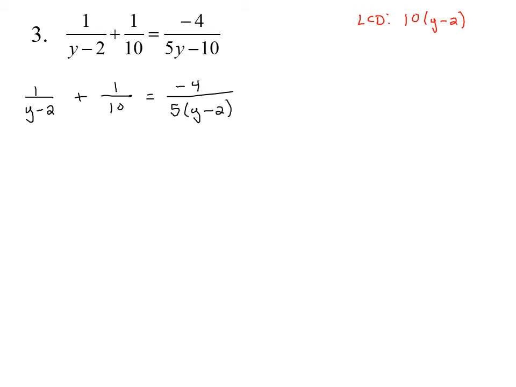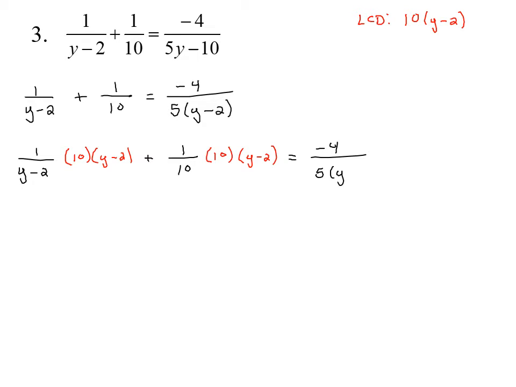So I'm going to take 1 over y minus 2, and I'm going to multiply that times 10 and y minus 2. I'll take the 1 over 10 and multiply that times the 10 and the y minus 2. And on the other side, the negative 4 over 5 times y minus 2, I'm going to multiply that times 10 times y minus 2. And the idea here again is to get all the fractions to cancel off.